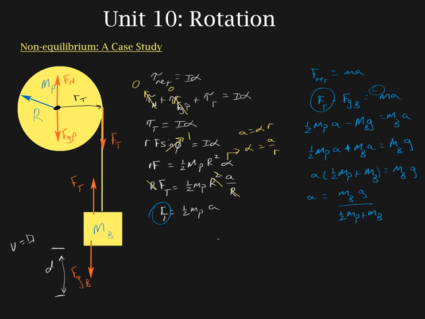So using our time-independent equation of motion, we have v final squared is equal to v initial squared plus 2ad. And v initial is 0. So v final squared is equal to 2 times the mass of the block times g over 1/2 the mass of the pulley plus the mass of the block, times d. And that is our final answer.